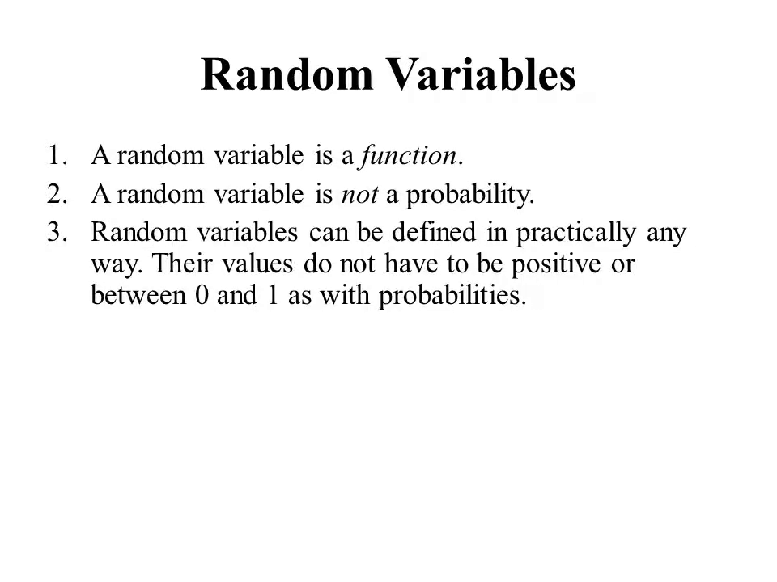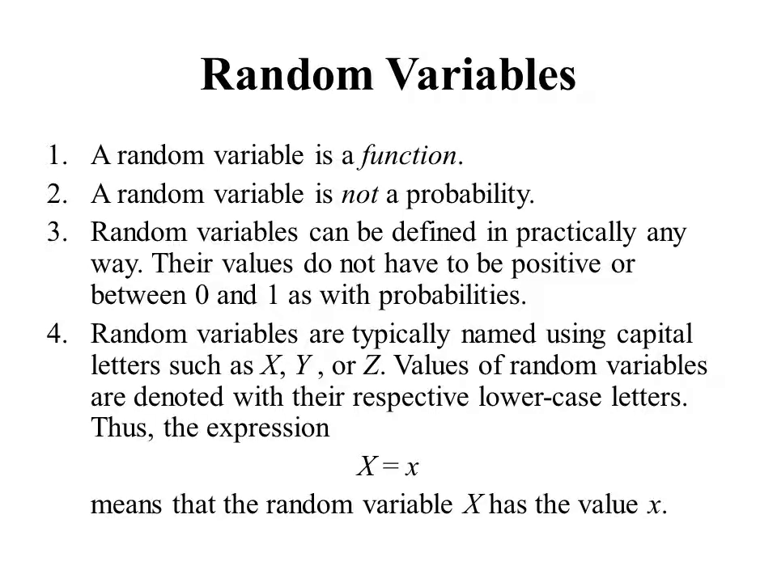Number three, random variables can be defined in practically any way. Their values do not have to be positive or between 0 and 1 as with probabilities. A random variable could take on negative values, it could take on decimal values, it could take on values greater than 0, a lot of possible ways. Now there are some limitations as to how we can define random variables, but we're not going to get into that right now.